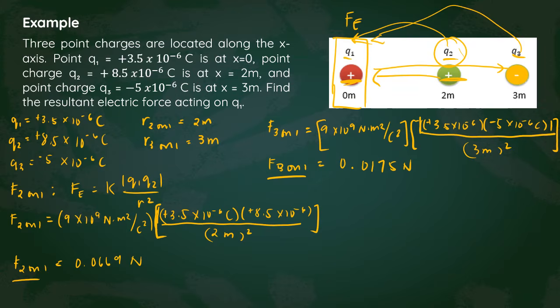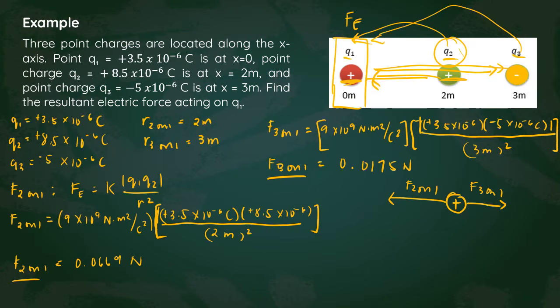So to solve for our resultant force, if we have here particle 1, since particle 1 is positive, Q2 will exert a force towards this direction since it will repel it. So this is force 2 on 1, while on the other hand, your force 3 on 1 will be going towards the opposite side. As we can see here, this is repulsive and this will be an attractive force.